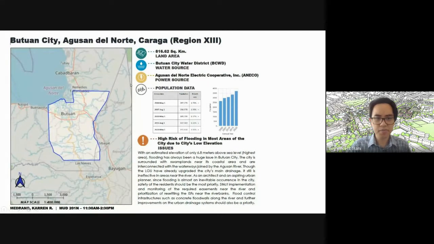Over here, more data on Butuan. We have land area of 816 square kilometers, water sources, power sources, and again, the increasing population. One of the highlighted issues here is the high risk of flooding in most areas of the city due to the city's low elevation. Some solutions highlighted by Karen are the strict implementation of monitoring of the required easements near the river, flood control infrastructure such as concrete flood walls along the river, and further improvements on the urban drainage system.